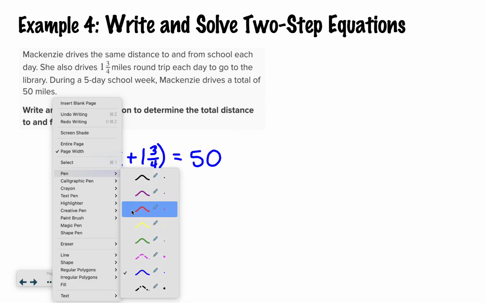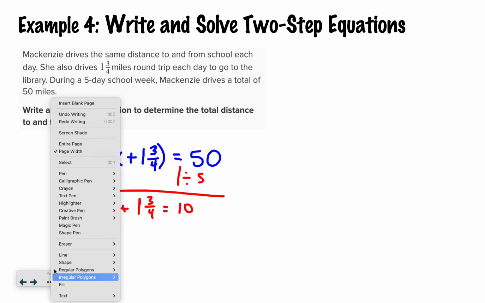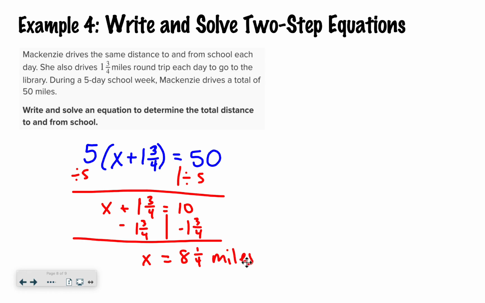And then to solve it, we could start by dividing by 5. I get x plus 1 3/4 equals 10. And then I could subtract 1 3/4, and that would give me x equals 8 1/4, or 8.25 miles, is the distance she drives to and from school. So remember, x represented that distance.